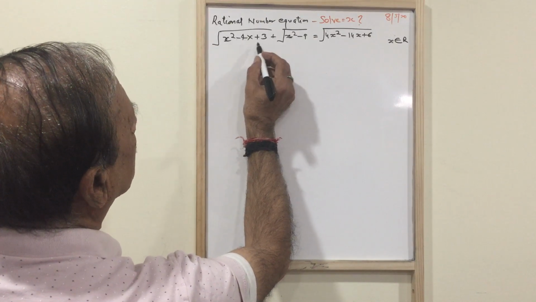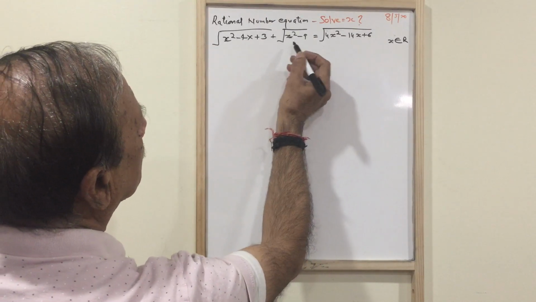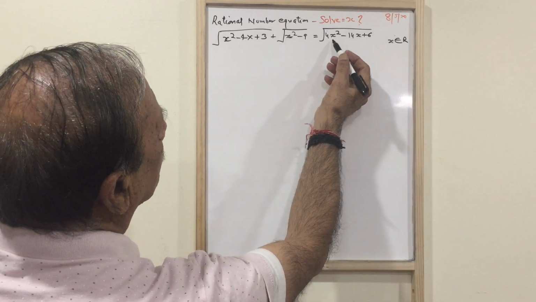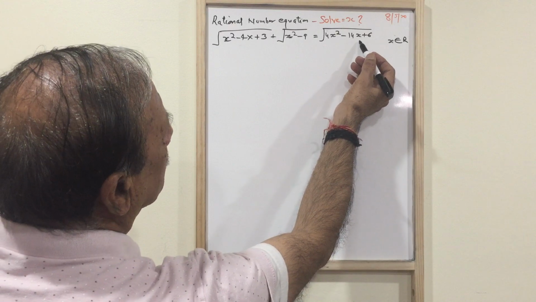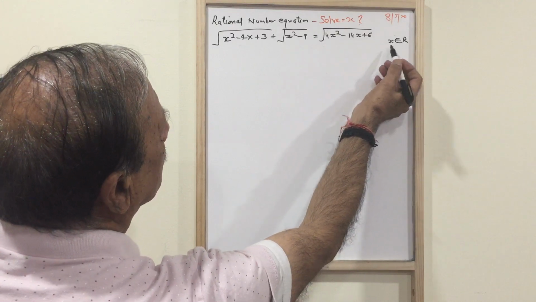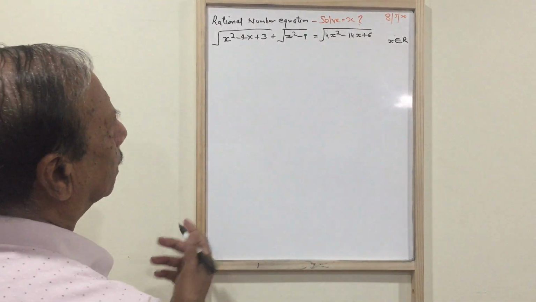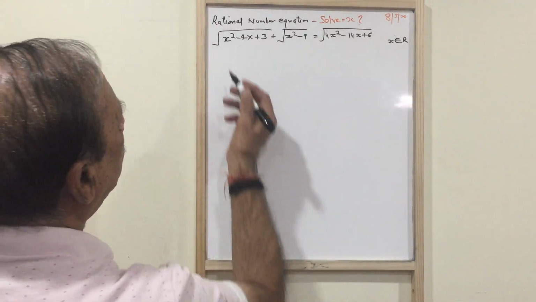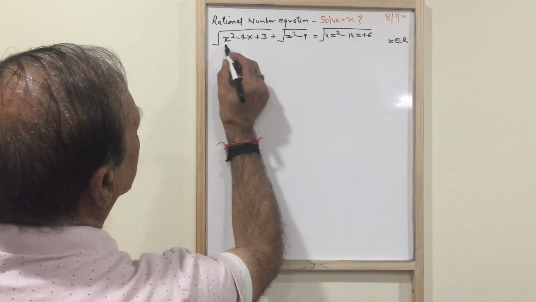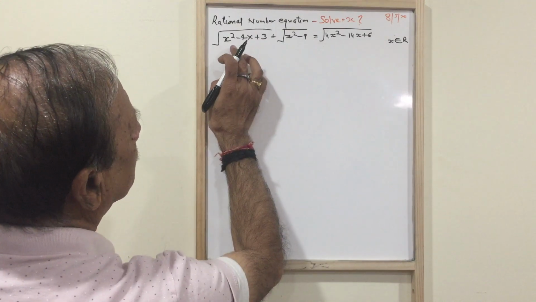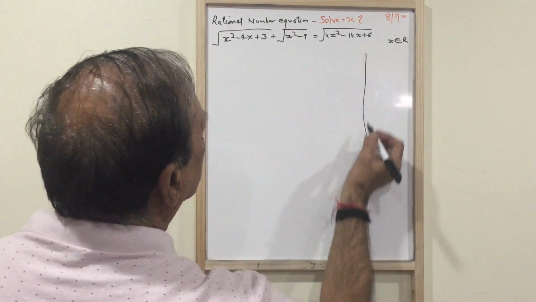So it's the square root of x square minus 4x plus 3, plus the square root of x square minus 9, is equal to the square root of 4x square minus 14x plus 6, where x is a real number. We have to solve for the value of x. So how can we solve this? We'll factorize each of these three expressions. First we'll factorize one equation.